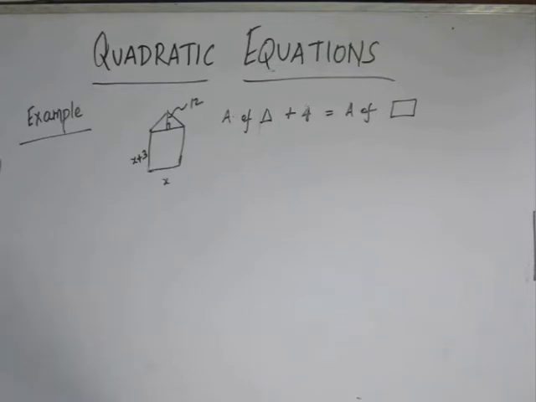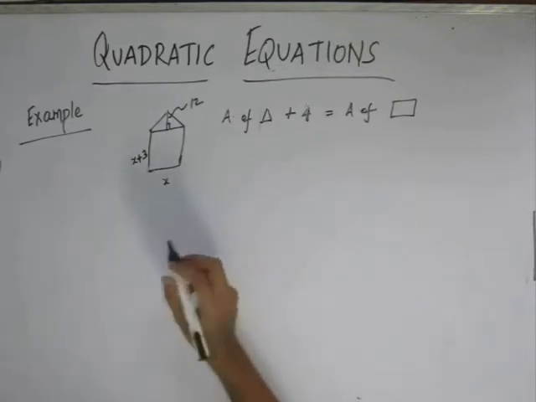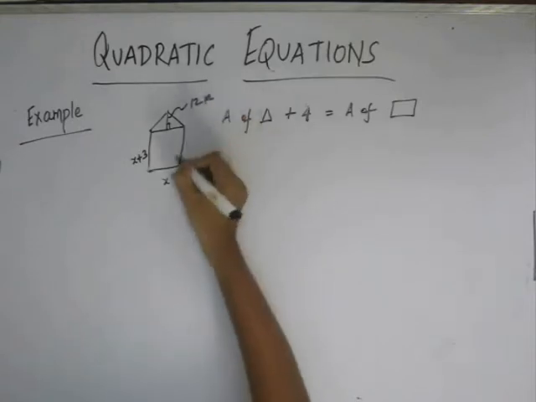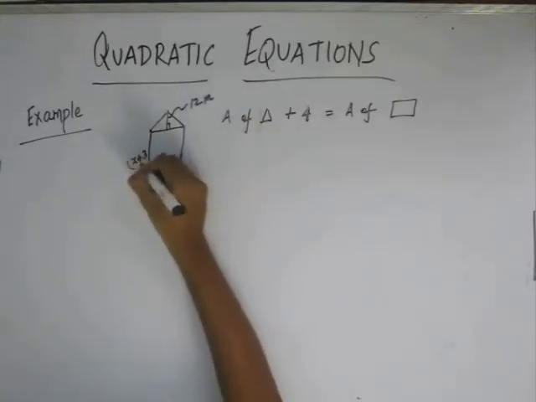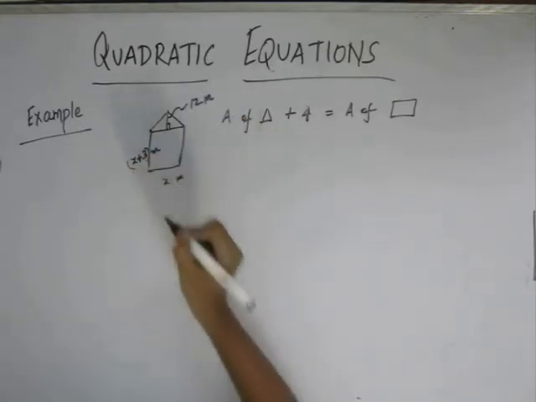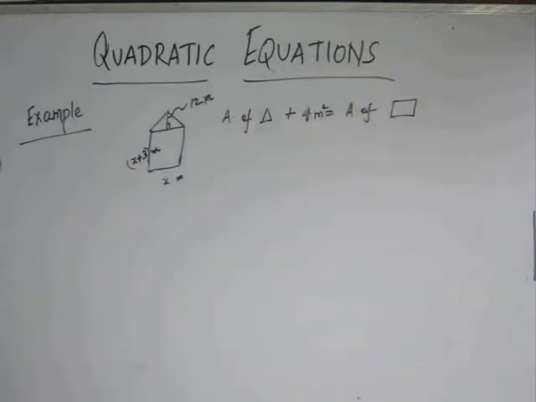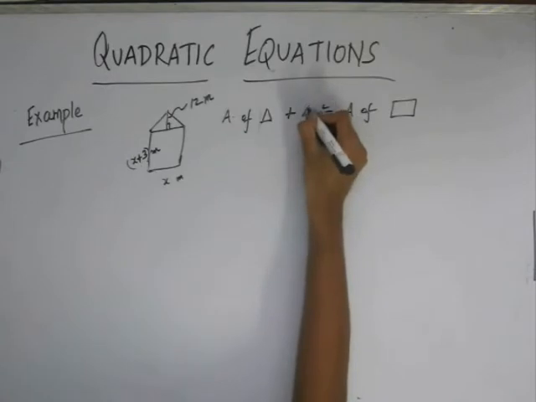For simplicity, let us assume that all units are in SI units in meters. So this height will be 12 meters. This will be x meters. This will be x plus 3 meters. And the area will be in terms of meter square. So this will be 4 meter square.